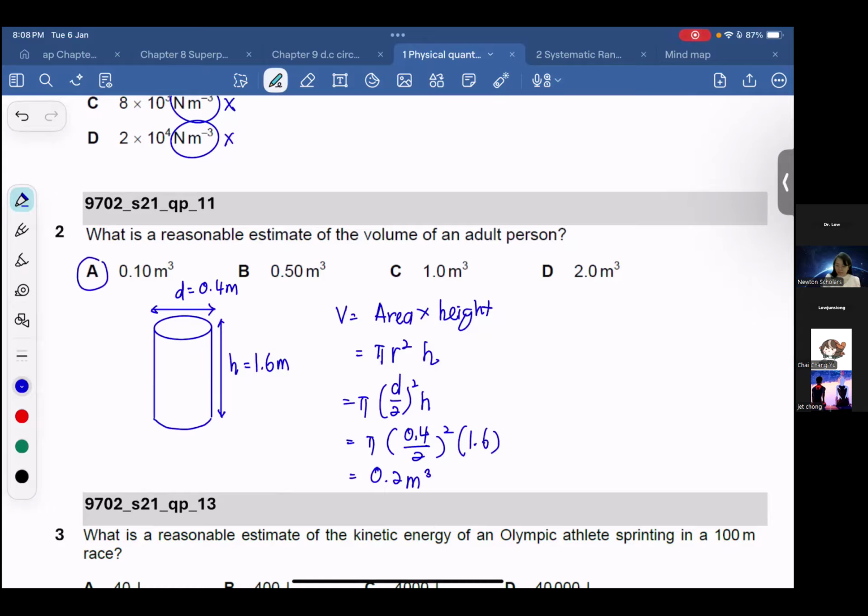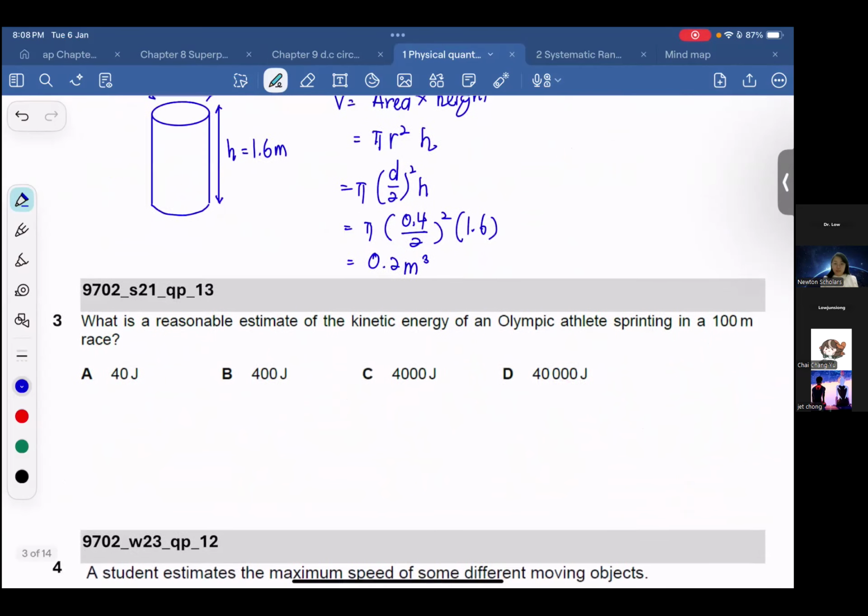Answer should be A. Of course we are not cylindrical, right? So it will be slightly less than this value. It is a reasonable estimation. Okay. So until here, is that clear? If clear, then you can press the button. No. Okay. Thank you.